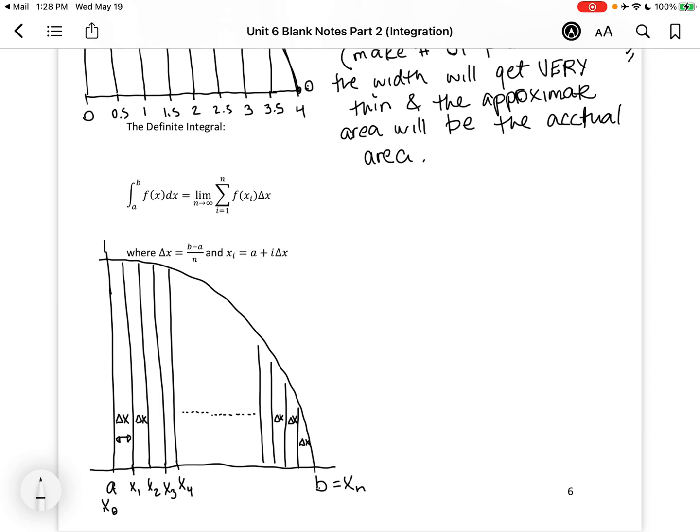So each of these has a width of delta x. Essentially what we're doing with this sum is summing f of xi. So xi is a plus i times delta x, which means the number of spaces we've gone plus a. If i is 4, then delta x times 4 would be at x4, for example. Times f of xi, that would be up here. So that's this rectangle, essentially. We're summing that up.